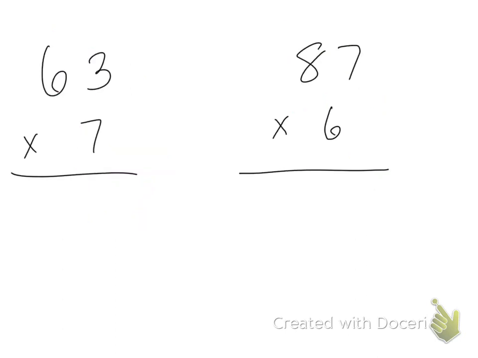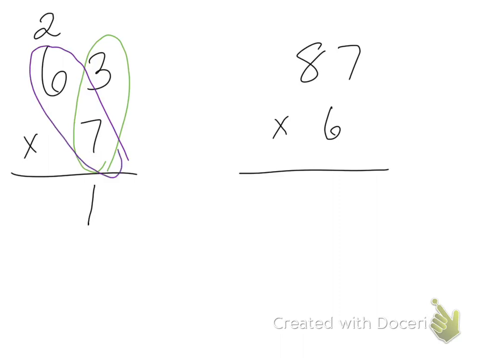Okay, let's do 2 more. Remember, we start with the ones column first. So we do 7 times 3. 7 times 3 is 21. So we put the 1 down and carry the 2. Then we multiply 7 times 6. 7 times 6 is 42, plus 2 is 44. So my answer is 441.